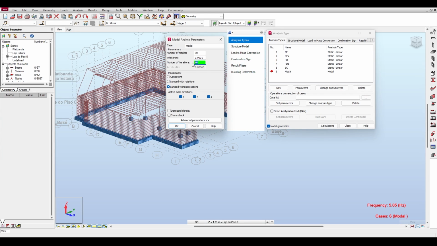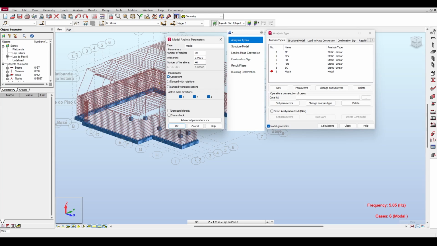If it doesn't reach the error during this number of iterations, you will get a warning from Robot telling you that the calculation has diverged. Now, it's pretty hard to make the calculation diverge, but it can happen nonetheless. For the mass matrix, there are three options.